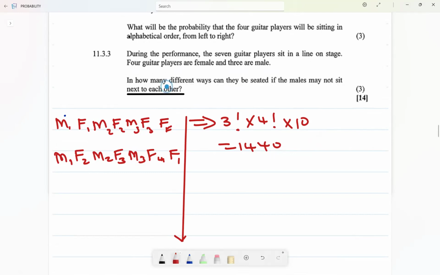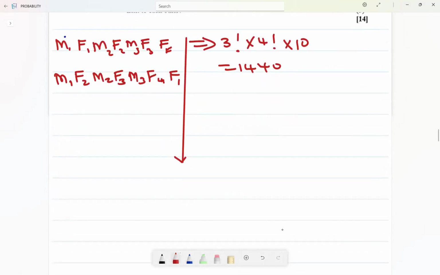But I like to do it in this manner, where I take, during a performance, the 7 guitars sit in a line on a stage. 4 guitar players are females and 3 are males. In how many different ways can they be seated if males may not sit next to each other? Okay, may not sit next to each other. I like to say, okay, let's see if they sit next to each other, what we will get. Okay, and then I subtract from the total, which is what I did initially, but the answer seems to be different.